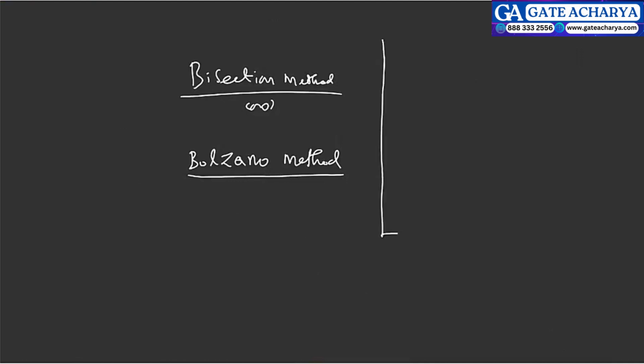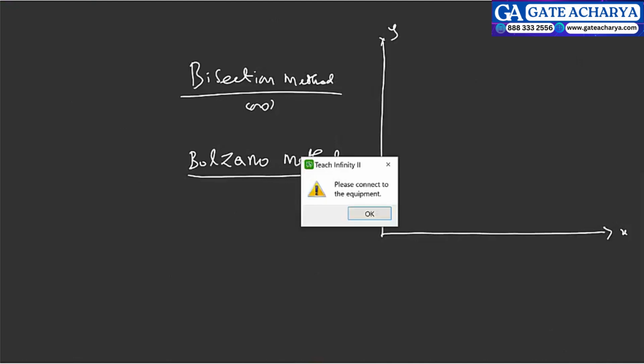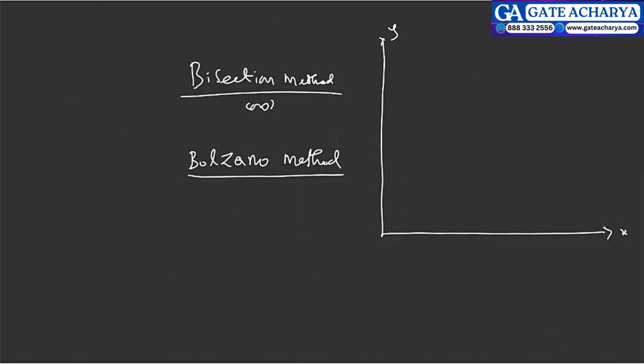First we apply the intermediate value theorem. So what is the theorem? First identify the interval AB. What is the condition for interval AB? Our function is y equals f of x.